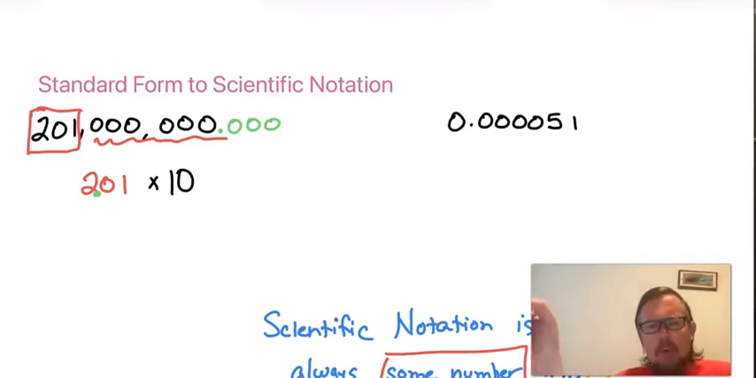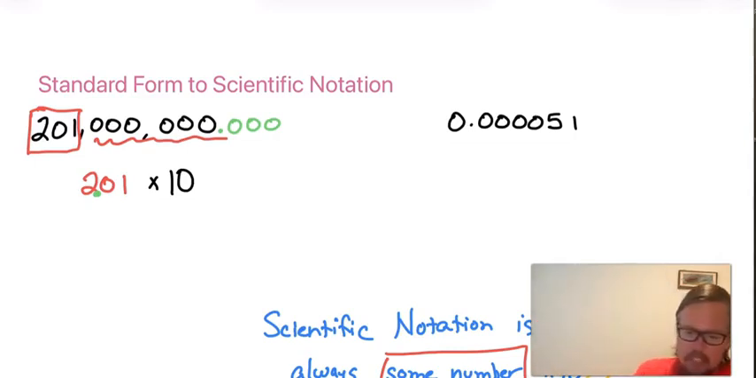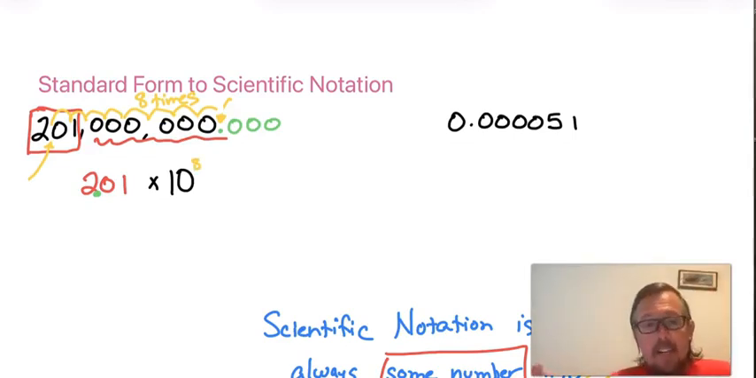So the power that we're going to write is how many times did we move the decimal to get it from this spot right here where it was in the original number to this spot right here where it is in our scientific notation number? How many spots did we move that decimal? And the answer is 1, 2, 3, 4, 5, 6, 7, 8. We moved the decimal 8 times. And so it's going to be 2.01 times 10 to the 8th power. And that is this number, 201 million, in scientific notation, 2.01 times 10 to the 8th power.